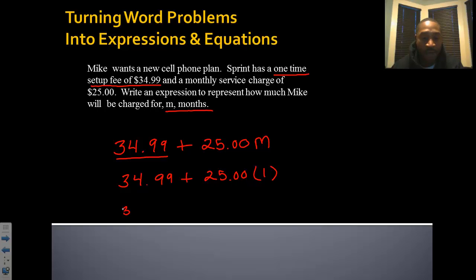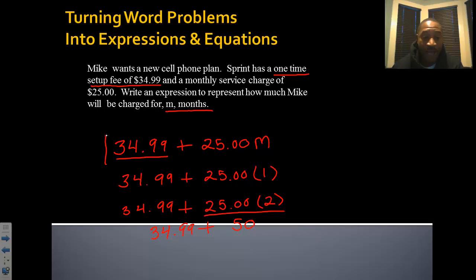I still got to pay the $34.99. But now I have to pay $25, but for 2 months. And now I would do 25 times 2, which would give me $50 for my monthly fee. And then I still have to pay $34.99. Now add these two together.